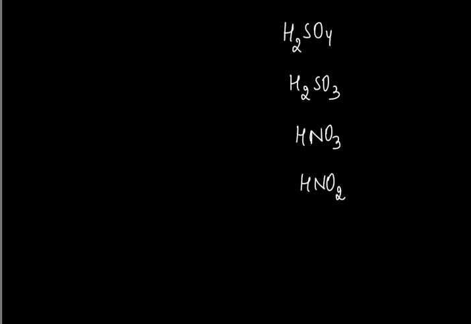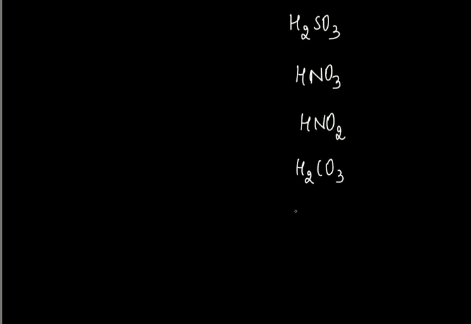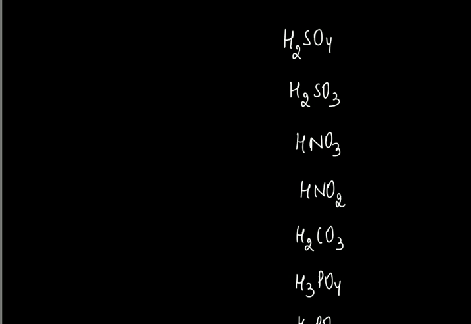Today, in this lecture, we are going to discuss how to name different acids. So, if we come across acids like H2SO4, H2SO3, HNO3, HNO2, H2CO3, or we can take more examples, H3PO4, H3PO3. So, which one is what? Sometimes it's very confusing to learn.